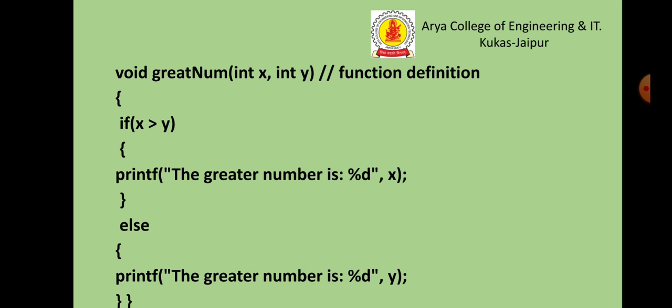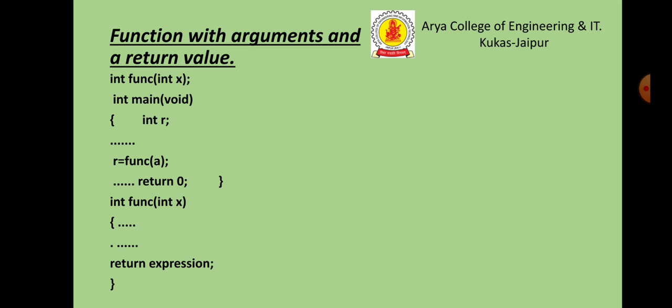Now the fourth type, function with arguments and a return value. Here you can see that in the function declaration, int is the return type, func is the function name, with int x as an argument. This is the syntax for the fourth type, with arguments and with a return value.